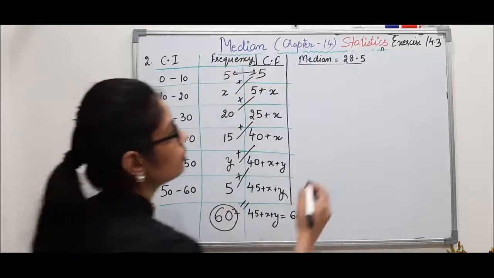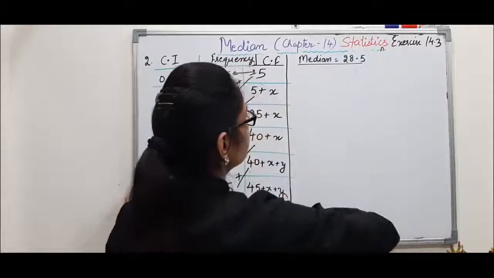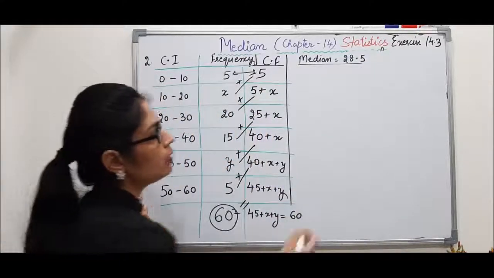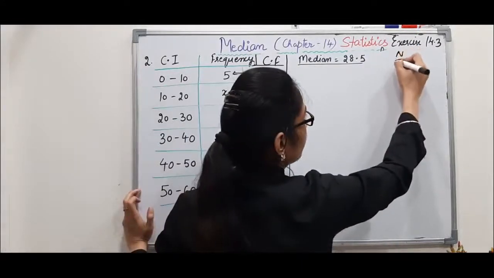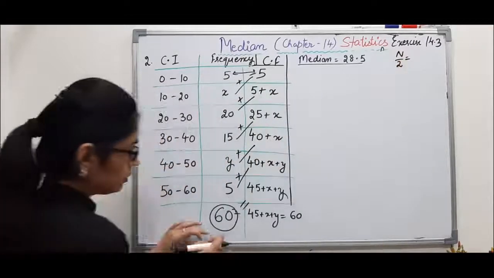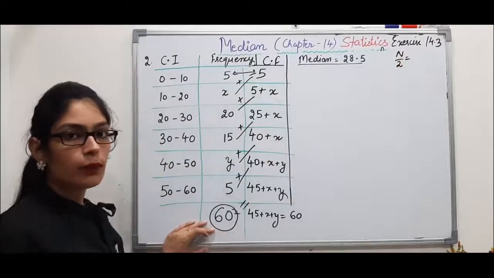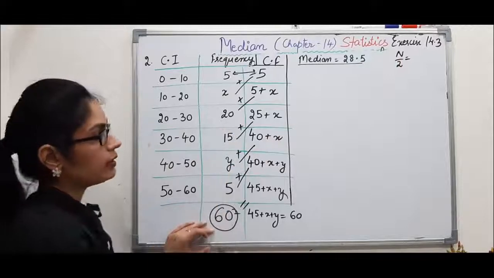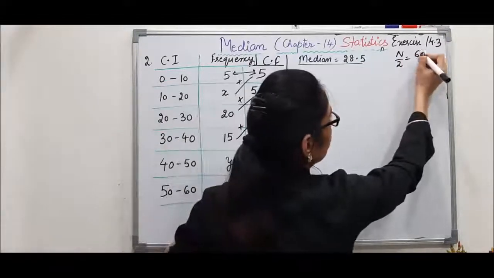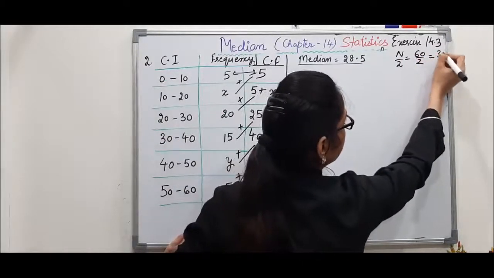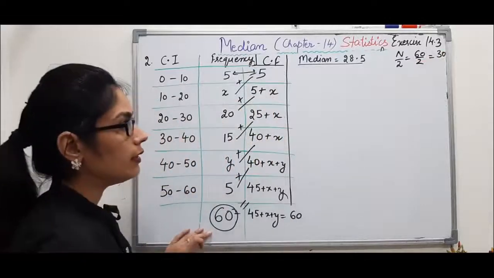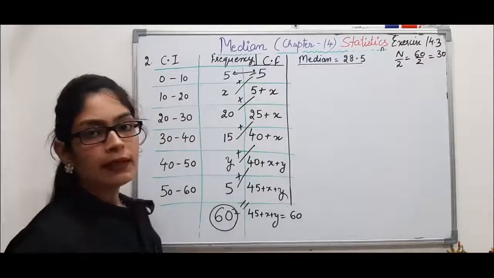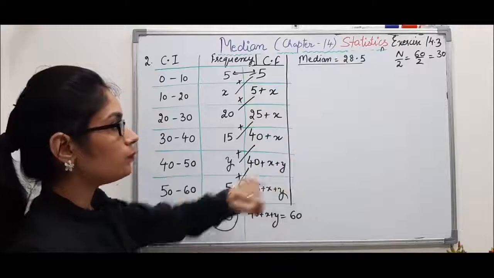So now let us find all the terms which we have to use in the formula. First of all we'll find n by 2. See, n is given as 60. n is the total frequency or total number of terms, so it is 60. So 60 by 2 is 30. Now n by 2 is 30. So after finding n by 2, we have to find the median class.